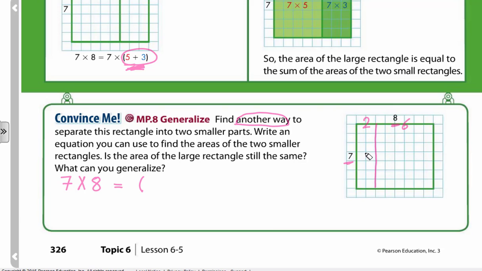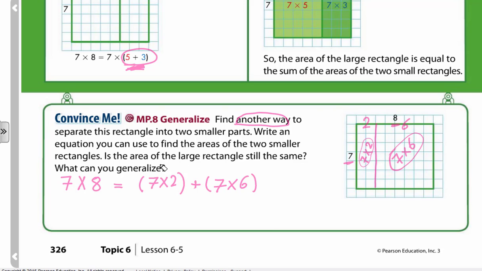The first one here is 7 times 2. And the second one is 7 times 6. Okay, let's write this. I should write 7 times 2 and 7 times 6. What should I write between them? Plus or minus? Or times? Plus. Okay, now we have a question.